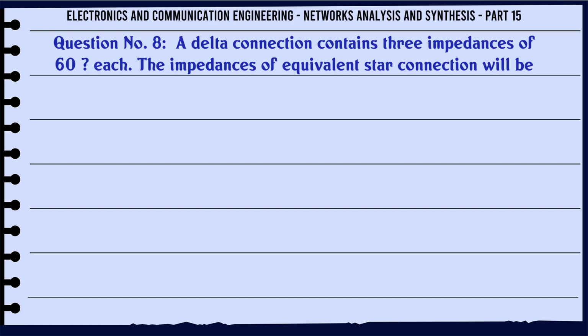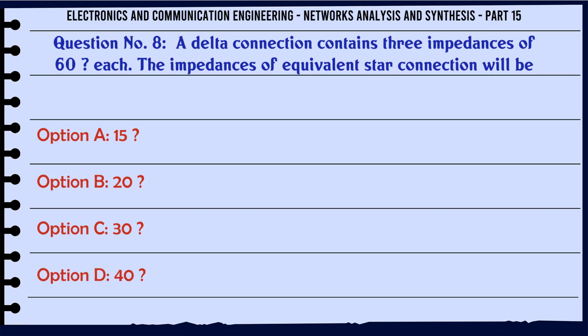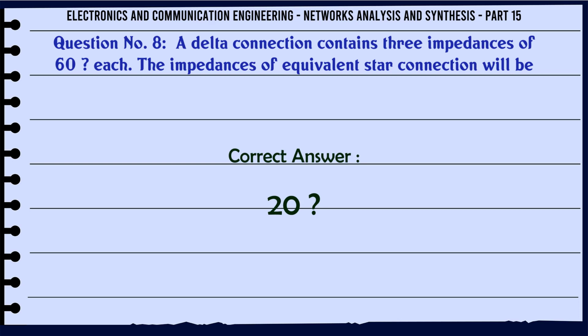A delta connection contains 3 impedances of 60 each. The impedances of the equivalent star connection will be: A: 15, B: 20, C: 30, D: 40. The correct answer is 20.